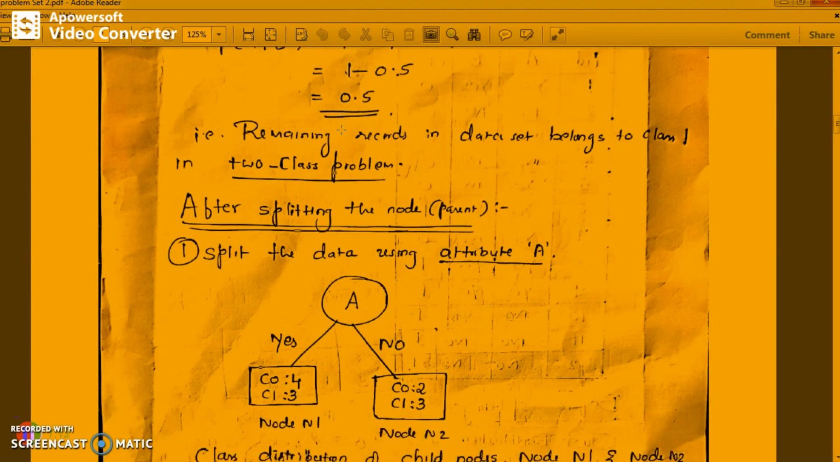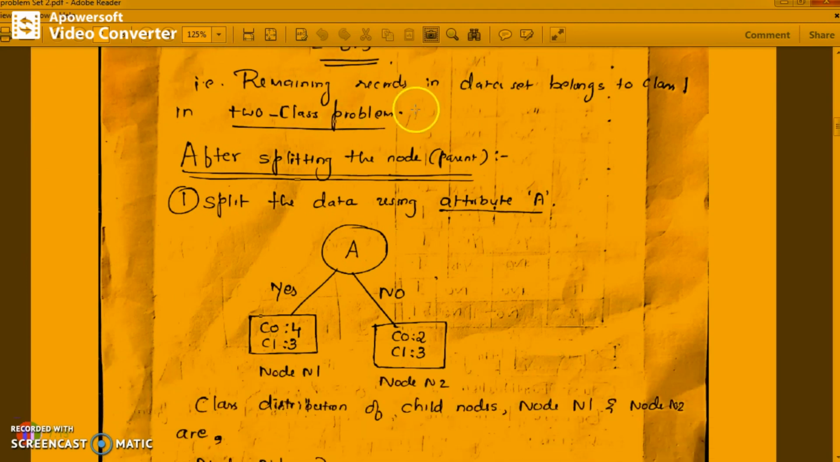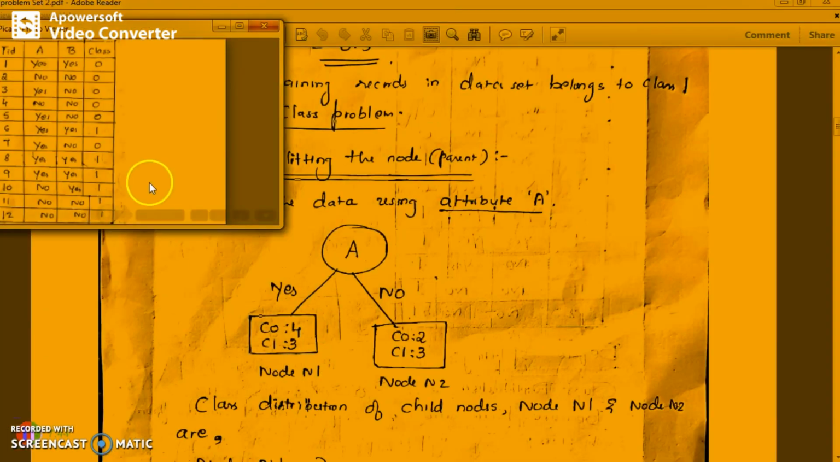After splitting, we have now chosen the first attribute A for splitting the node. Here A has only two values, yes and no, and now we'll see how many records belong to the A value, how many records actually trigger this attribute value A equal to yes. We'll see how many class 0 records you have and how many class 1 records you have.